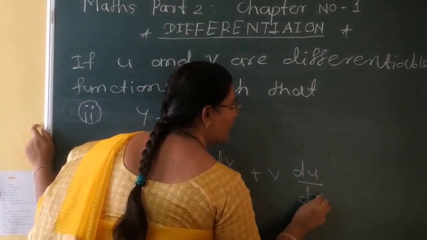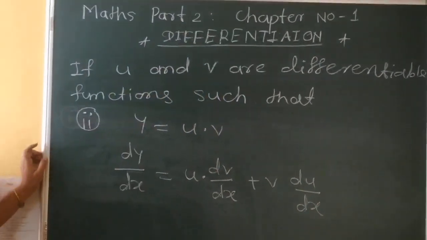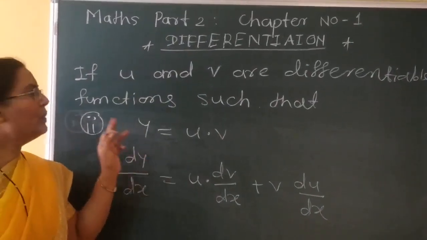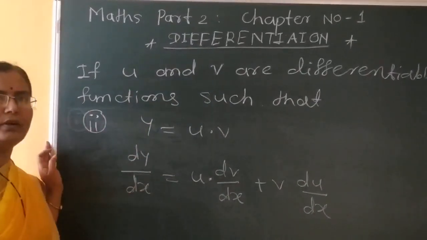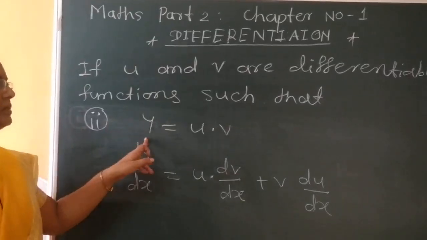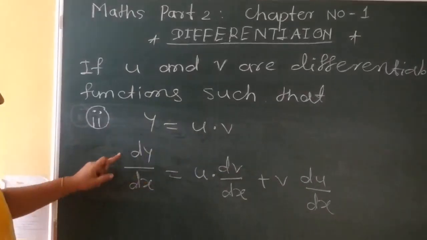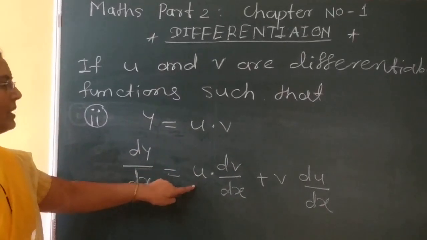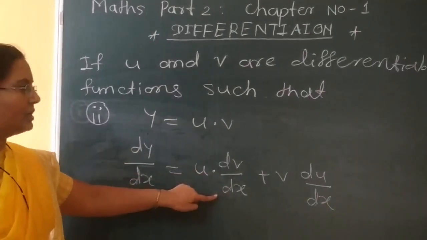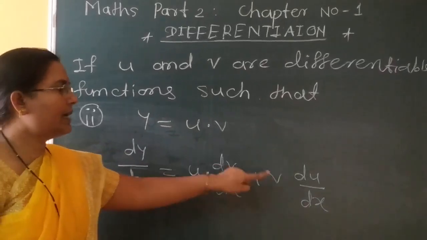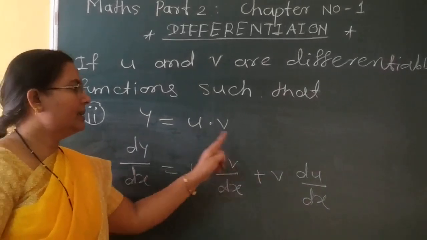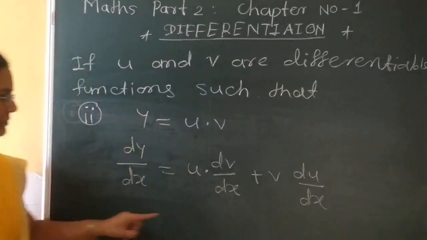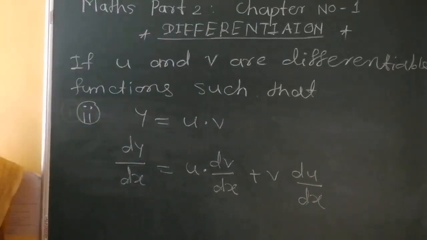plus take the second function v and take the derivative of the first function, du upon dx. This is the rule for the product of two functions which are differentiable functions of x. That is, y is equal to u dot v, dy by dx is equal to, keep the first function as it is and take the derivative of the second function, plus keep the second function as it is and take the derivative of the first function. Okay, clear?